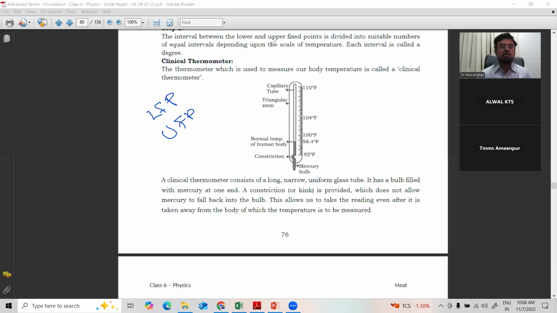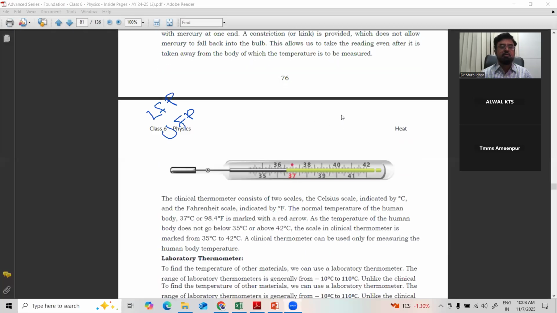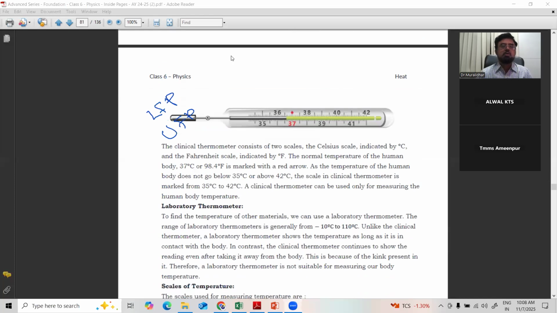In the case of the clinical thermometer, you can see here the marking starts at 35 degrees Celsius and goes to 42 degrees Celsius. In Fahrenheit, it becomes 92 to 104 Fahrenheit.